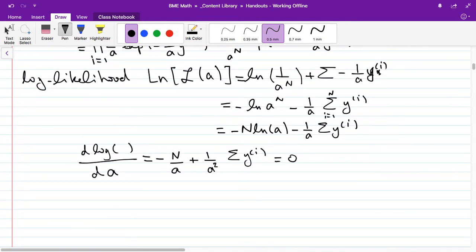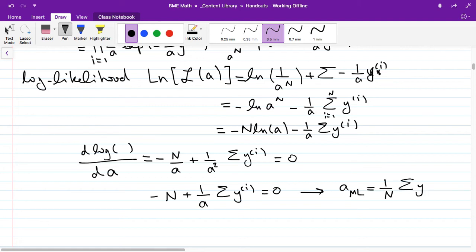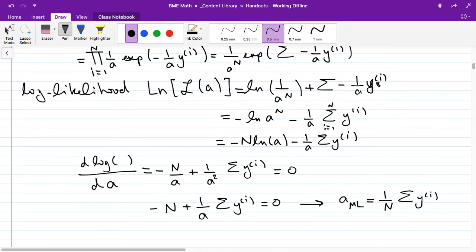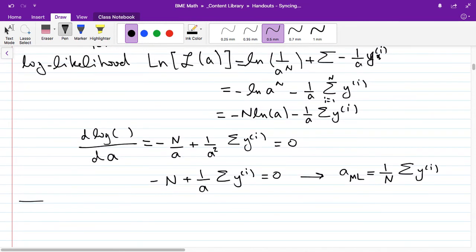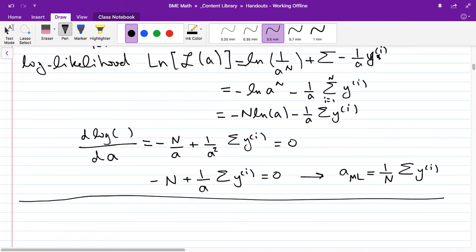And what I'm going to get is minus n plus 1 over a times the sum of y_i is equal to 0, which means that the maximum likelihood estimate of a is equal to 1 over n times the sum of y_i. So the parameter a in an exponential distribution can be estimated using this procedure that I just showed you. All right, let's try a normal distribution.